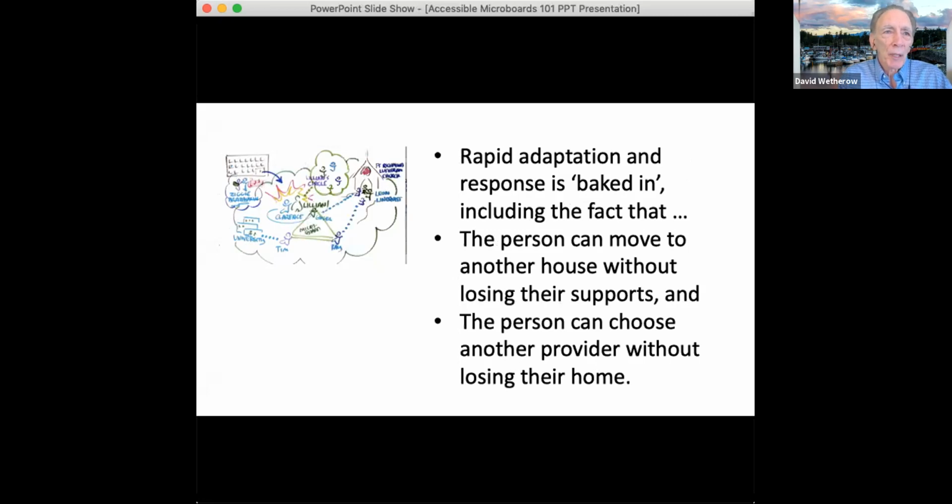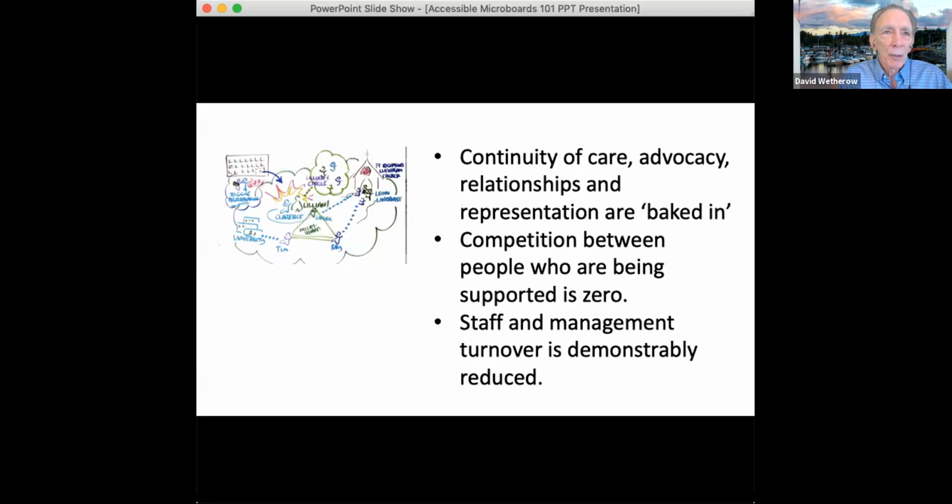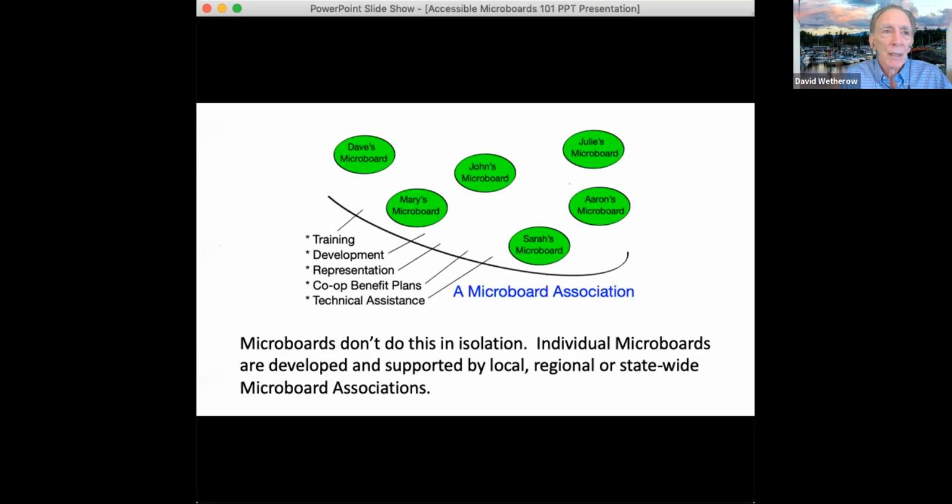Rapid adaptation and response is baked in, including the fact that because the microboards don't own the houses that people live in, the person can move to another house without losing their supports, or choose another provider without losing their home and their place in the community. Continuity of care and relationships and representation are baked in because people are always bringing in new partners. Competition between and among people who are being supported is zero, and staff and management turnover is demonstrably reduced.